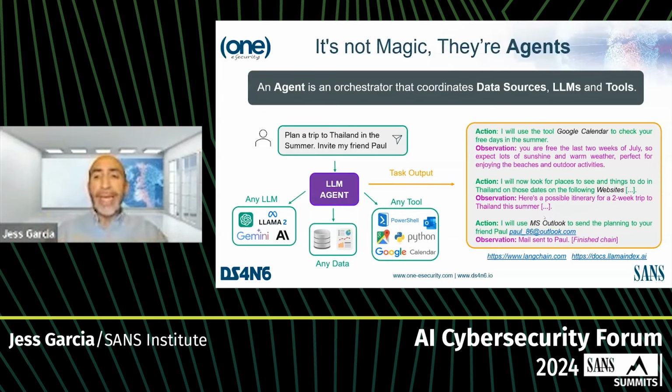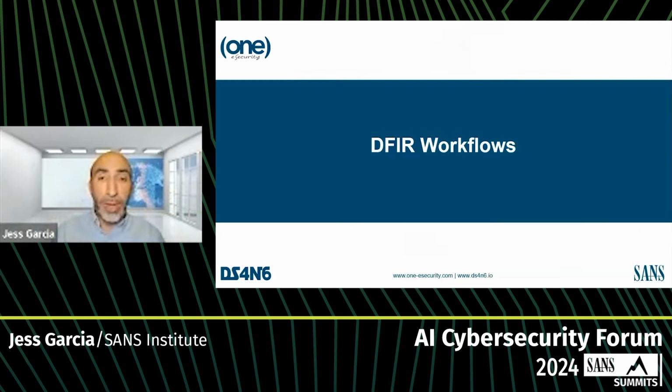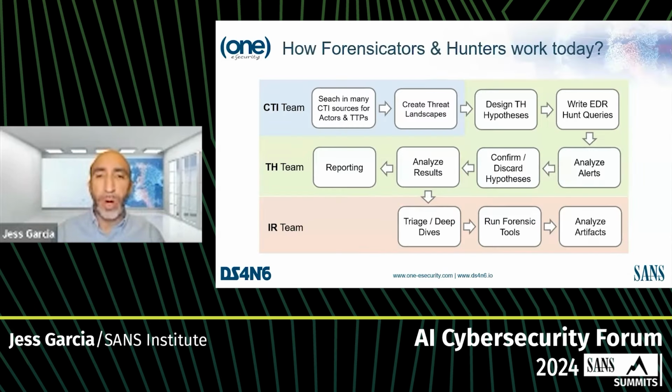Okay, so in the end, it's a combination of LLM and agent. The LLM is telling it intelligently what it needs to do, and the agent will execute whatever the LLM requires. Okay, now that you understand the agents, let's go specifically to DFIR workflows.